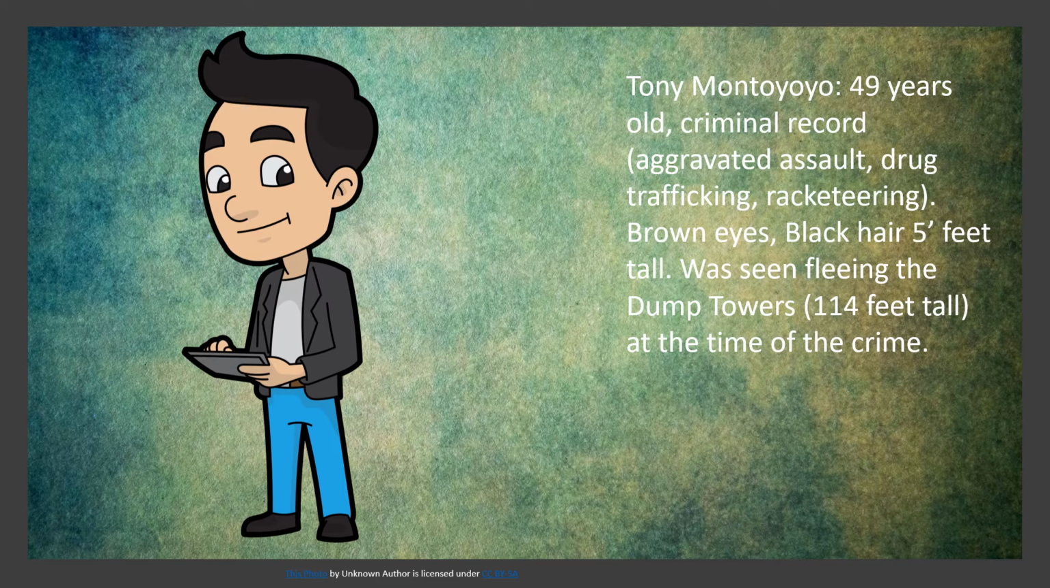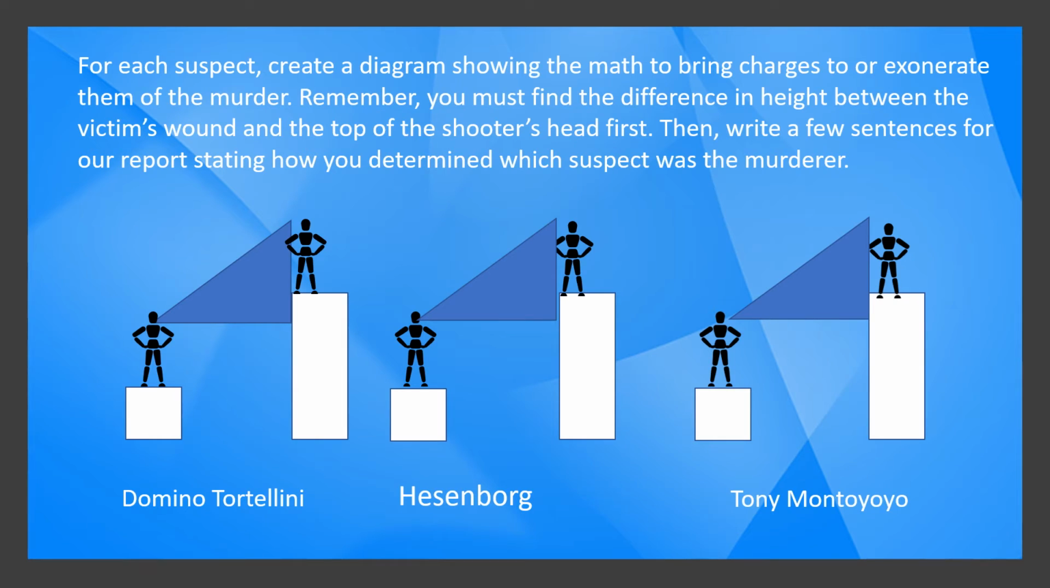Tony Montoyoyo, 49 years old, criminal record, aggravated assault, drug trafficking, racketeering, brown eyes, black hair, 5 feet tall, was seen fleeing the Dump Towers, 114 feet tall, at the time of the crime.